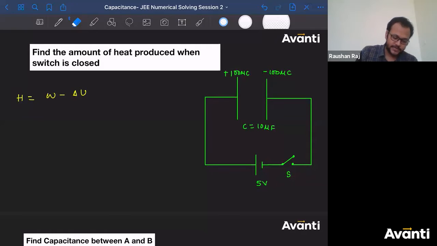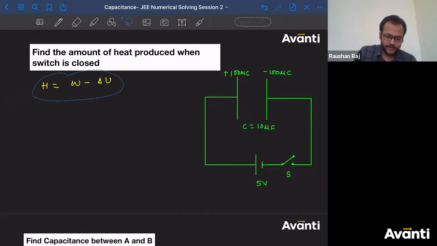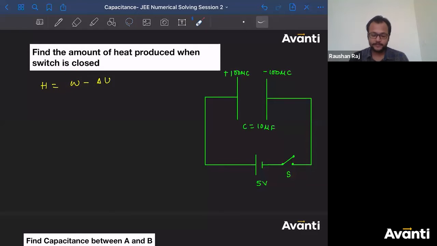चलो देखते हैं, सॉल्व करते हैं. ठीक है. So we know this formula to find out the heat. All right. तो how, first of all, tell me how do you find this work done? कैसे निकालते हैं? तो this is what work done by the battery.